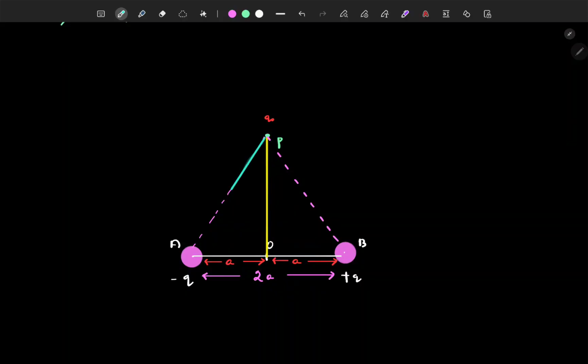This is the direction of E minus vector. Here we can say this is E minus vector. And what is the direction of E plus vector? Plus Q charge repels Q naught. This is the direction of E plus vector.